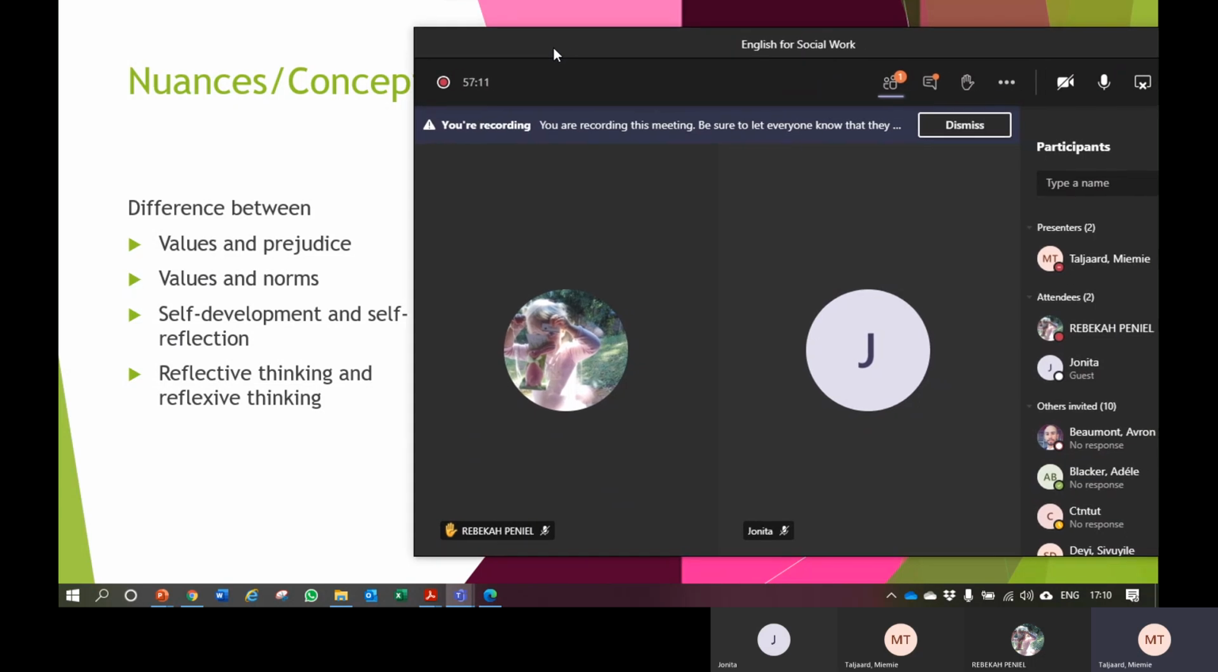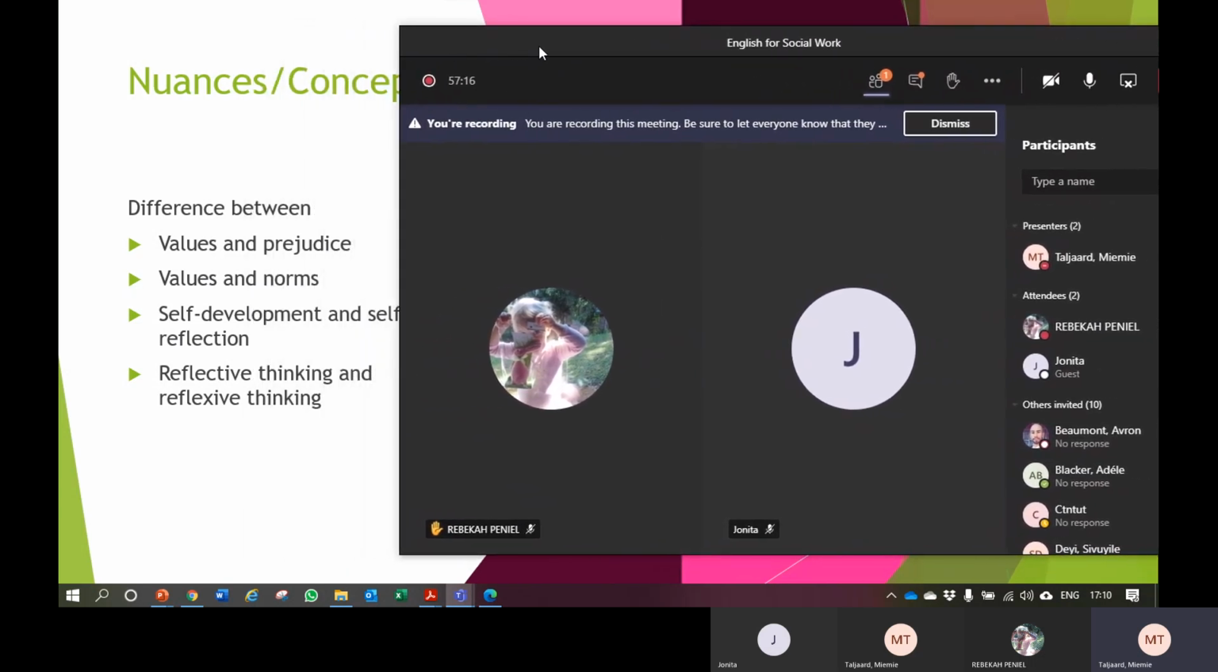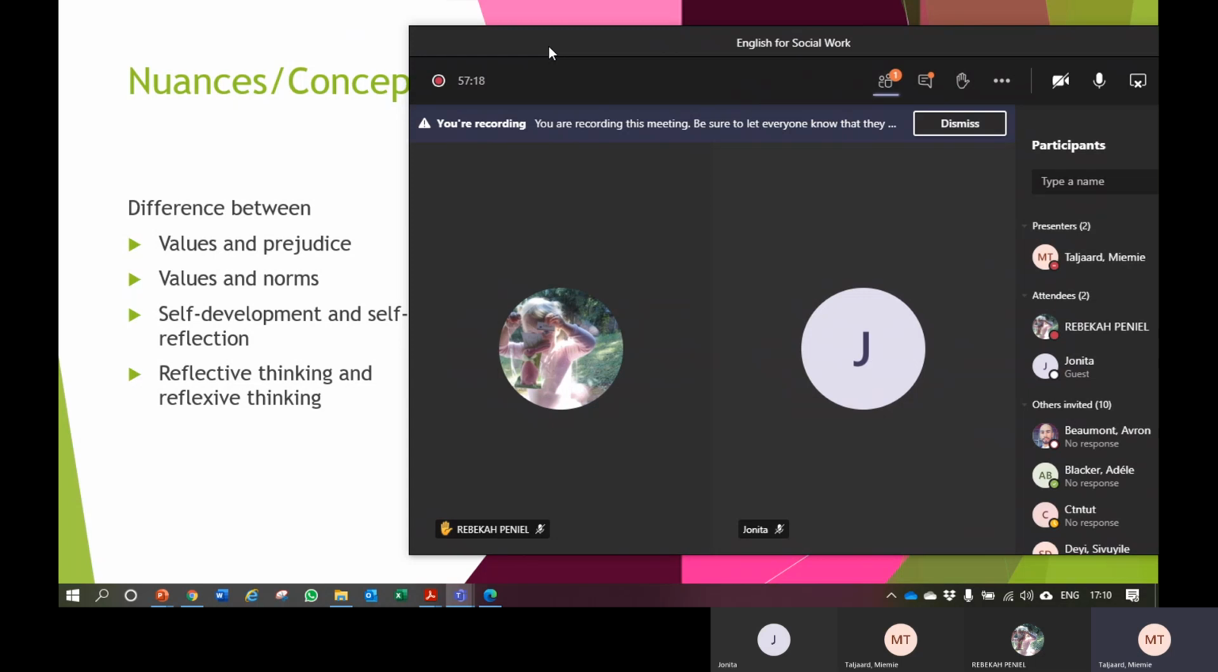If we look at values and prejudice, because often people do not distinguish, and one sees it especially where you have differences around sexual behavior. What is the difference between value and prejudice?